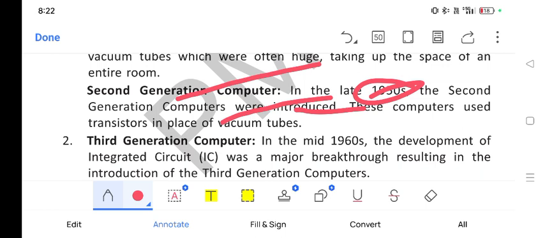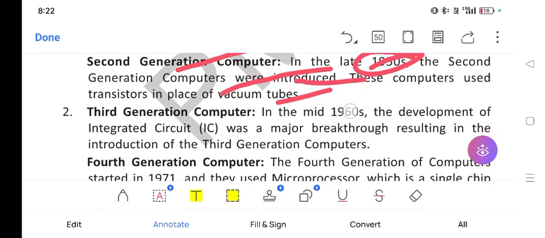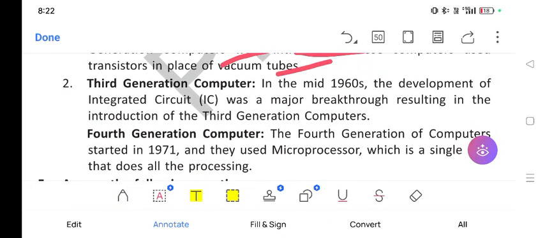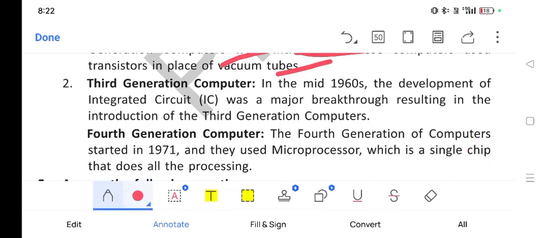These computers used transistors in place of vacuum tubes. Now the question is, you have to find out the difference between third generation computer and fourth generation computer. Third generation computer: in the mid 1960s, the development of integrated circuit was a major breakthrough, resulting in the introduction of the third generation computers. Fourth generation of computers started in 1971, and it used the microprocessor, which is a single chip that does all the processing.